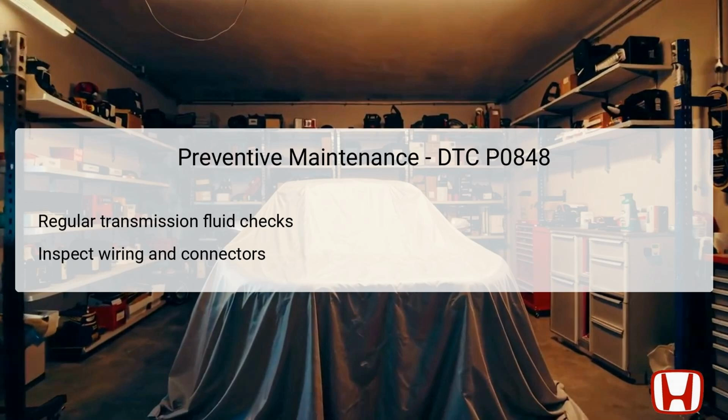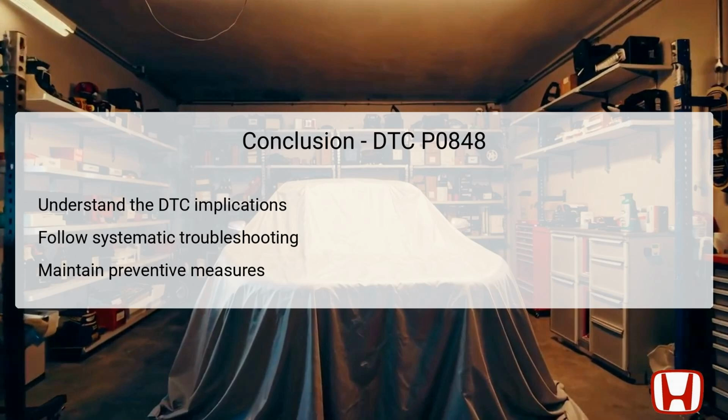Additionally, inspecting the wiring and connectors associated with this pressure switch can prevent issues related to shorts and loose connections. Conducting these routine checks can identify potential problems before they escalate into more significant faults, prolonging the vehicle's lifespan and reliability. In conclusion, understanding DTC P0848's implications is crucial for maintaining the Honda Accord's transmission system effectively.